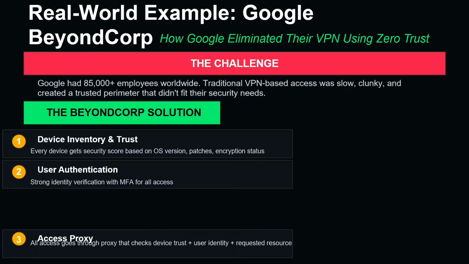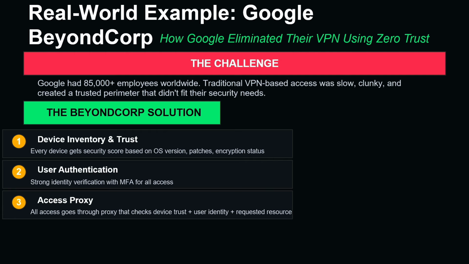Step 3 is access proxy, as all access to internal resources goes through an access proxy. There's no VPN and there's no trusted network. When you try to access a resource, the proxy checks who you are with user authentication. The proxy then checks what device you're using with the device trust score. The proxy then checks what resource you're trying to access, and lastly makes a real-time decision to allow or deny. And this happens for every request, even if you're sitting in a Google office or using a Google-owned device.